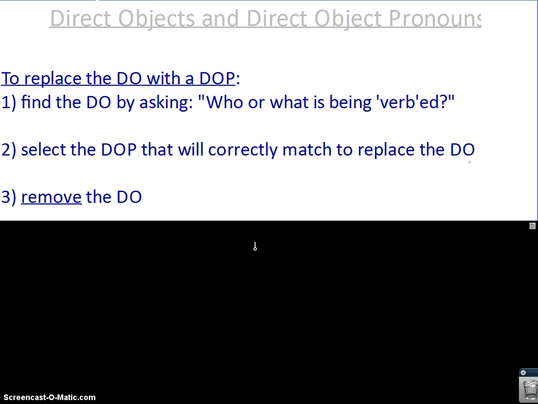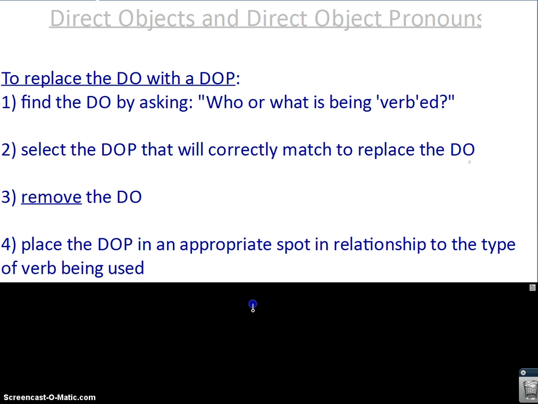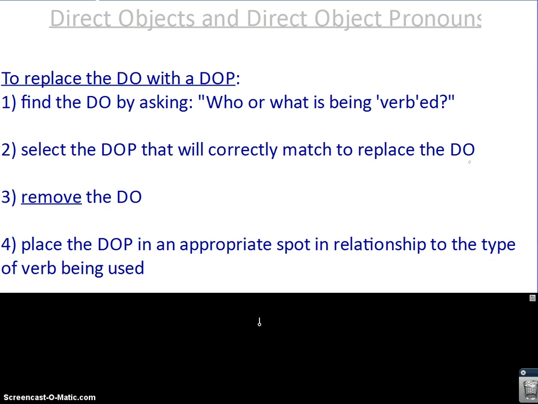Remove the direct object because, again, pronouns replace nouns, so you have to take out the noun before you can replace it. And step 4, place the direct object pronoun in an appropriate spot in relationship to the type of verb being used. Right now you guys might be like, whoa, this information is going way over my head. It's because we haven't practiced it yet. Don't worry, we will get there.